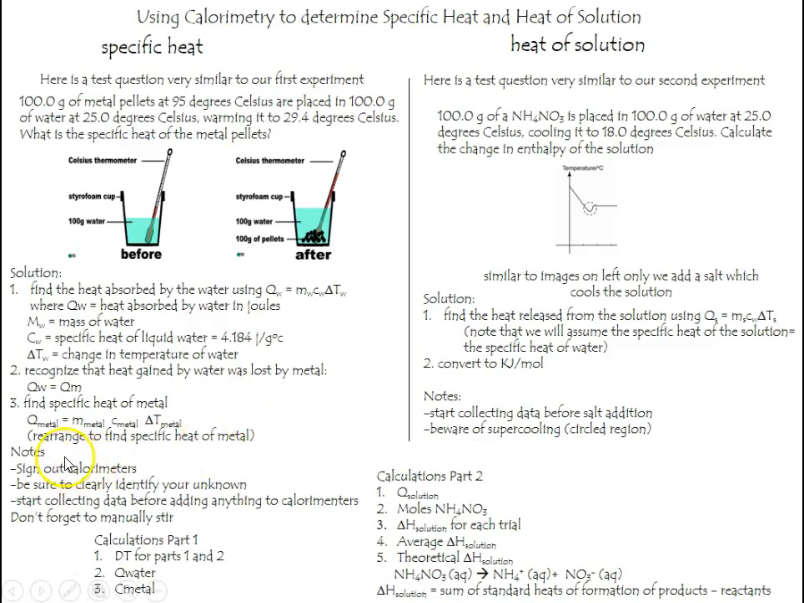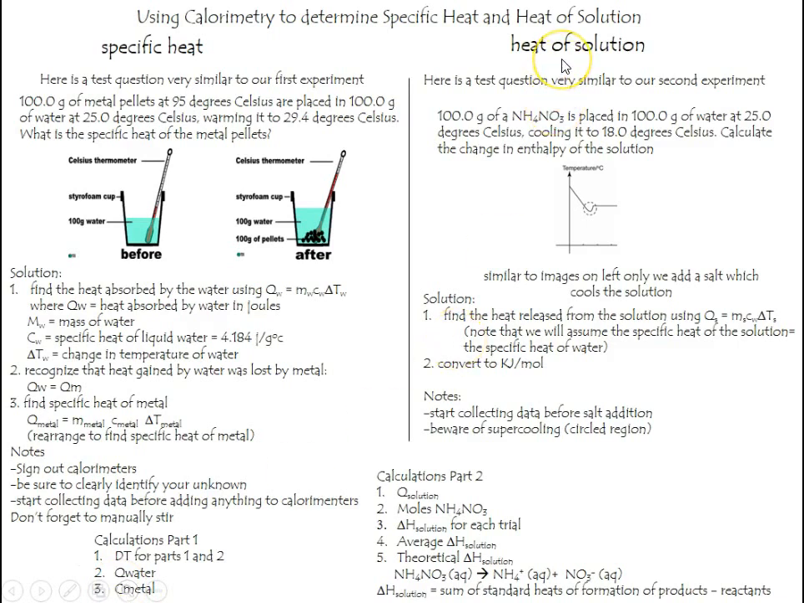A couple of notes for this specific experiment. Sign out the calorimeters. Be sure to clearly identify your unknown. Start collecting data using the computers before you add anything to the calorimeters. It's okay if it runs for a little bit and then you add your metal. Don't forget to manually stir. These calorimeters can do that, and I'll show you how. The calculations: let's find the change in temperature for parts 1 and 2. Let's find the heat that the water absorbed, and let's find the specific heat of your metal. So those are the three calculations we're looking for.